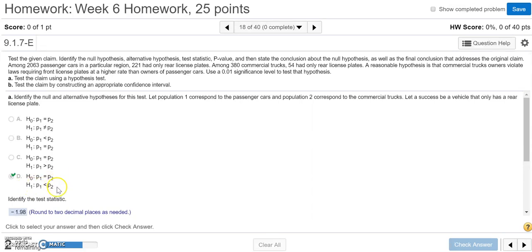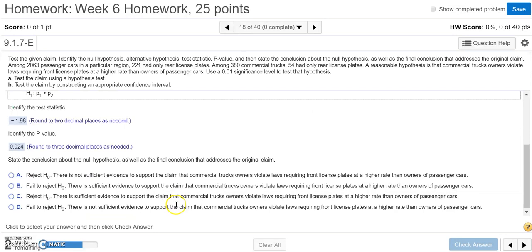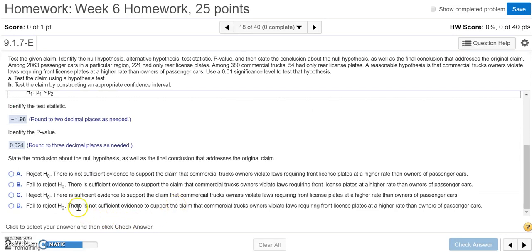I have two separate statements here. I must support one and not support the other. If I fail to reject the null hypothesis, I am not supporting the alternative hypothesis here. In this case, this alternative hypothesis was my claim, right? The claim was that the second proportion was going to be more than the first proportion. So I have not supported my claim. Going back down, I would say there is not sufficient evidence to support the claim that commercial truck owners violate laws requiring front license plates at a higher rate than the owners of passenger cars.